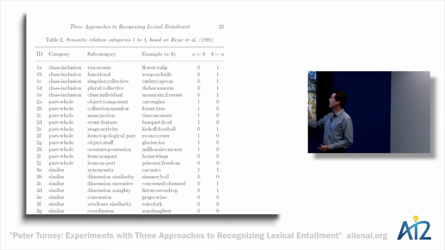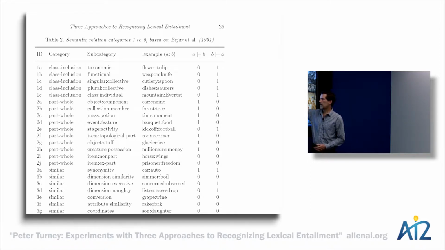So most things only go in one direction. Everest entails mountain, but mountain does not entail Everest. But there are a couple that are bidirectional. For example, car and auto entail in both directions. And then there are some where there's no entailment in either direction.